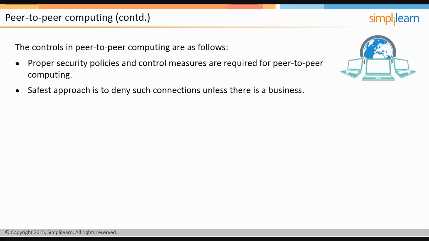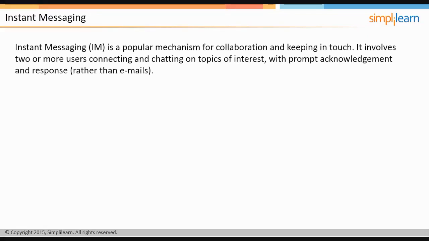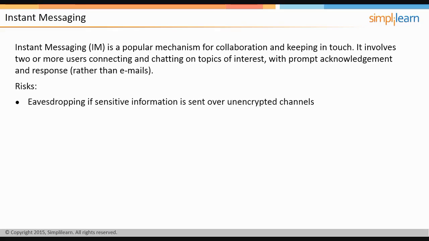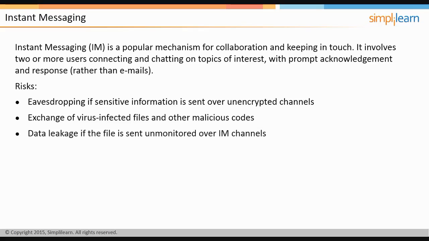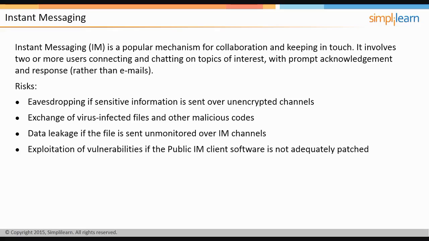In the next screen, we will learn about instant messaging. Instant messaging, IM, is a popular mechanism for collaboration and keeping in touch. It involves two or more users connecting and chatting on topics of interest with prompt acknowledgement and response, rather than emails. Risks of instant messaging are eavesdropping if sensitive information is sent over unencrypted channels, exchange of virus-infected files and other malicious code, data leakage if files are sent unmonitored over IM channels, and exploitation of vulnerabilities if the public IM client software is not adequately patched.